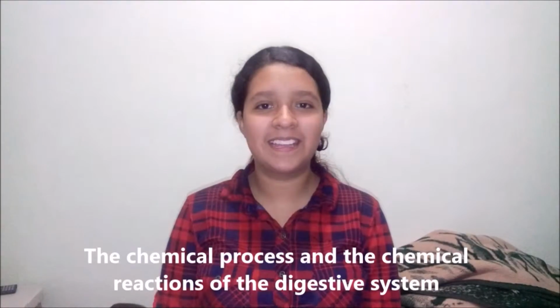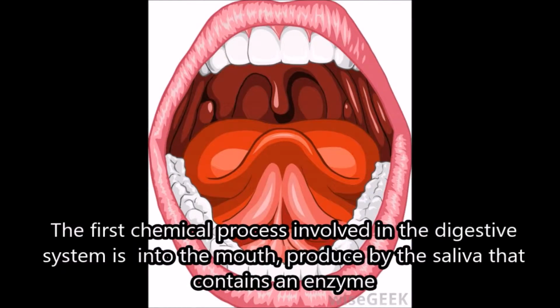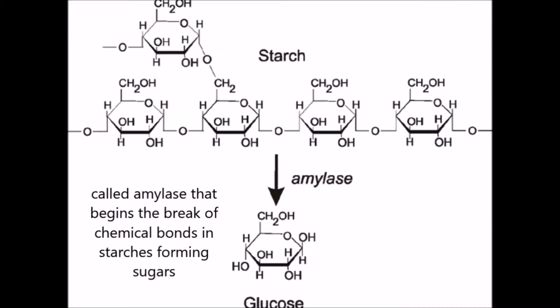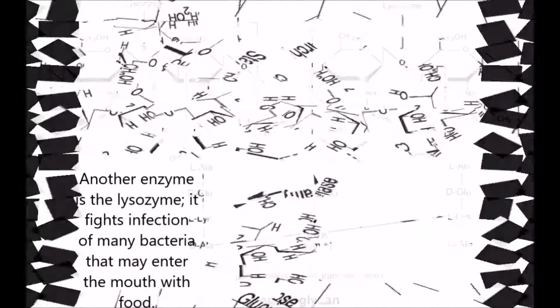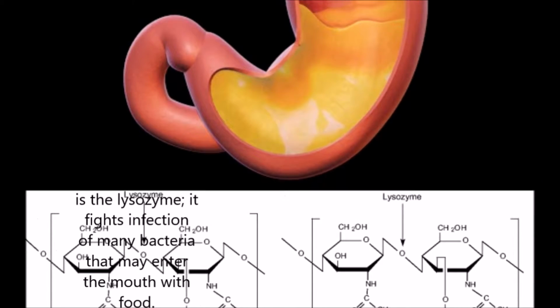The chemical process and the chemical reaction of the digestive system. The first chemical process involved in the digestive system is in the mouth, produced by the saliva that contains an enzyme called amylase that begins the break of chemical bonds in the starches, forming sugars. Another enzyme is lysozyme. It fights infection from many bacteria.